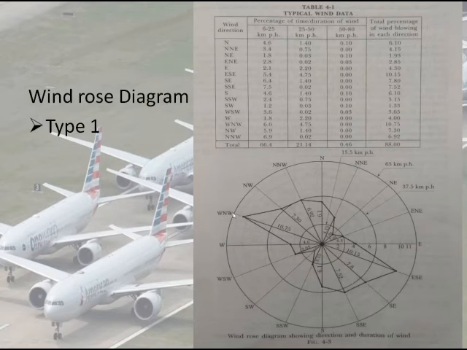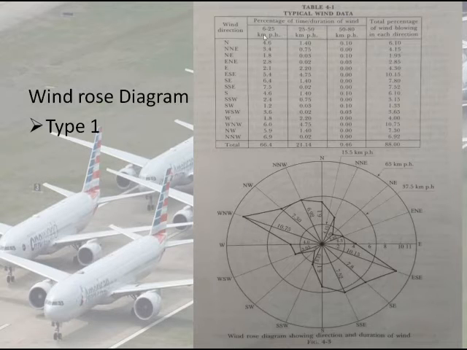In this slide we are going to discuss more about the windrows diagram. In the previous slide we looked at what a windrows diagram is. In this slide we will study how we are going to draw a windrows diagram. You can see a tabular column which consists of the 16 directions, and the percentage of time, the duration of wind.